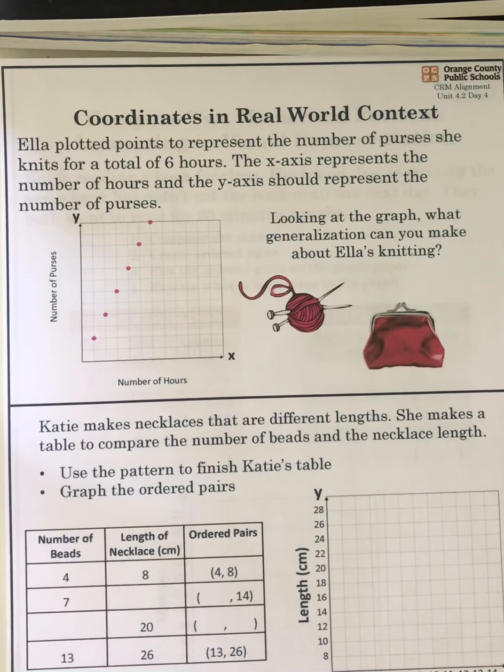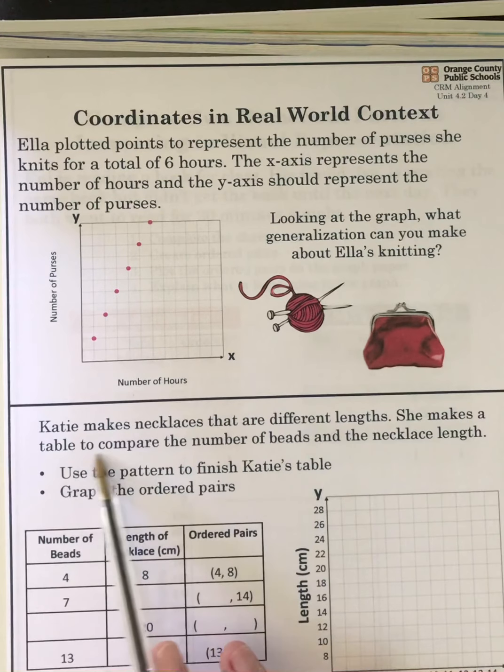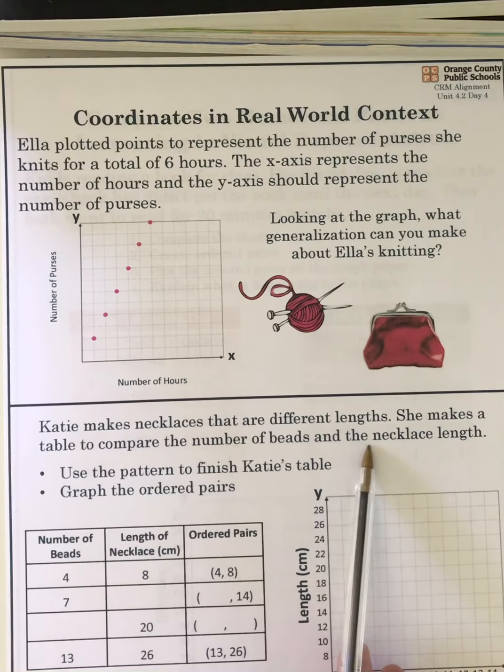So when you look down here for the graph that you're going to complete today, you're going to plot these lines, okay? Use the pattern to finish Kate's table, graph the ordered pairs. So Kate makes necklaces that are different lengths. She makes a table to compare the number of beads and the necklace length. So number of beads is 4, the necklace length is 8. So the ordered pair is 4, 8. So you're going to graph that here.